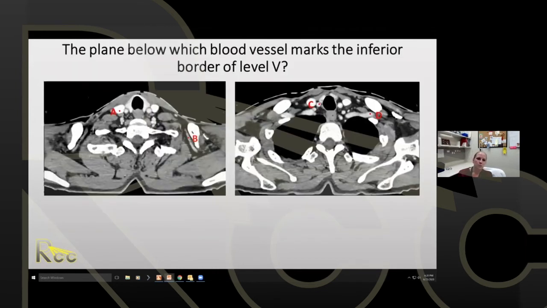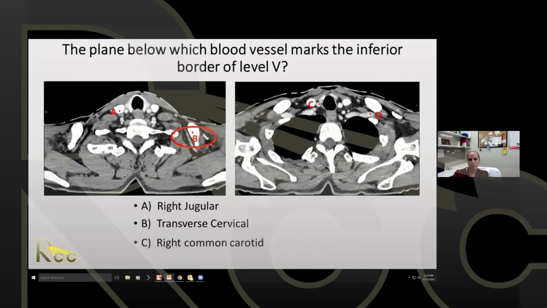The plane below which of these blood vessels marks the inferior border of level 5? Not quite D, and this is again tricky when you don't have the capability to scroll up and down. But remember, we're looking for the transverse cervical vessels. So if we're identifying the anatomy, A is the right jugular, B is the transverse cervical, C, we have that dot on the right common carotid artery, and then D is actually the left subclavian artery.